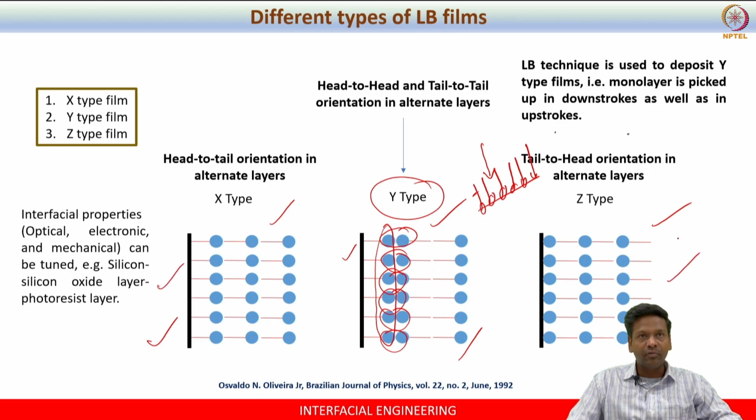X type and Z type, you will be getting film only during one stroke. For example, X type you will be able to achieve only when you perform dipping, whereas Z type you will be achieving only when you perform lifting, right? So depending on the nature of the substrate, you can pick up the film, and the arrangement of this film will change according to the nature of the film and the substrate. In this way one can achieve Z type, X type and Y type.